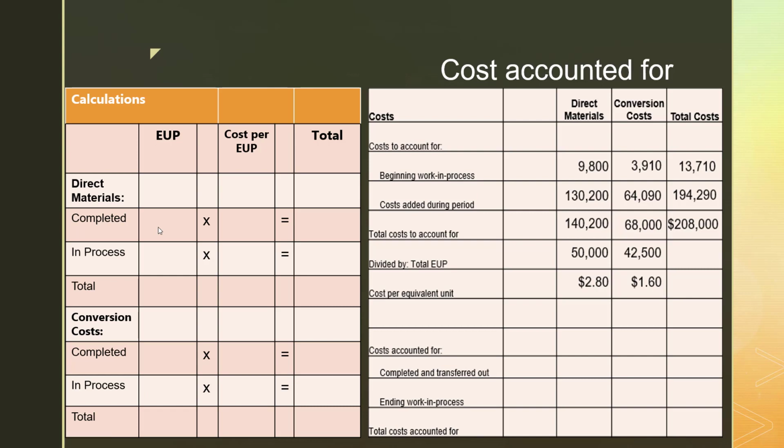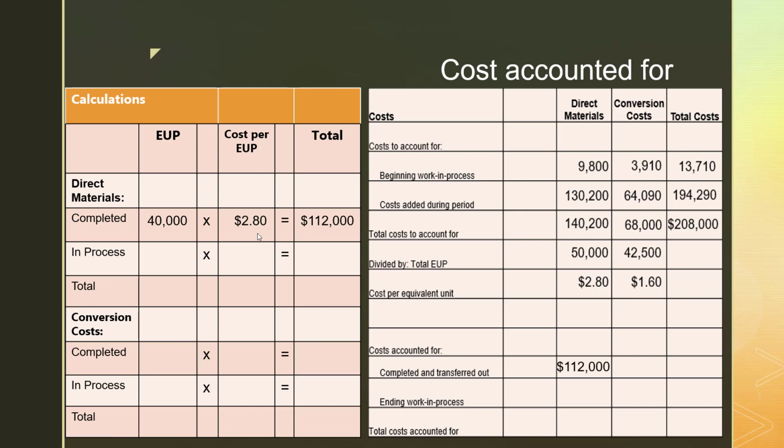Recall above, we transferred out 40,000 units. They had to be done for all of their material costs, or we would not have transferred them out. We'll multiply that by our cost per equivalent unit of production, and right here it tells us that for materials it takes about $2.80 worth of materials to complete a case worth of prepared peanuts. So 40,000 cases at a rate of $2.80 per case is $112,000.